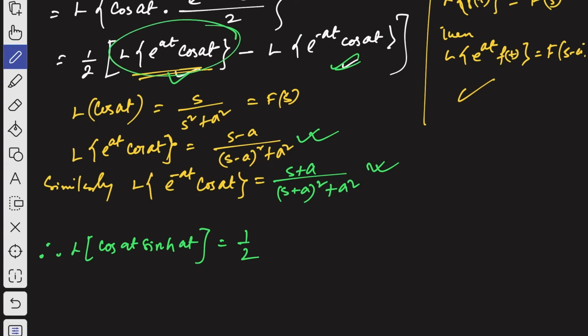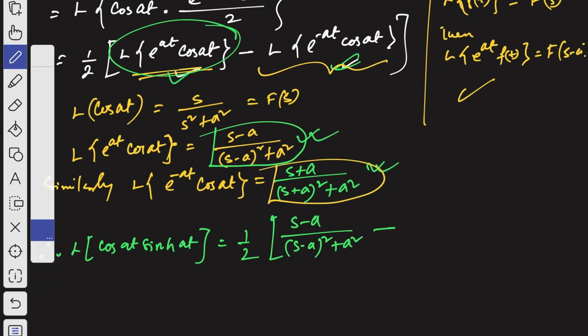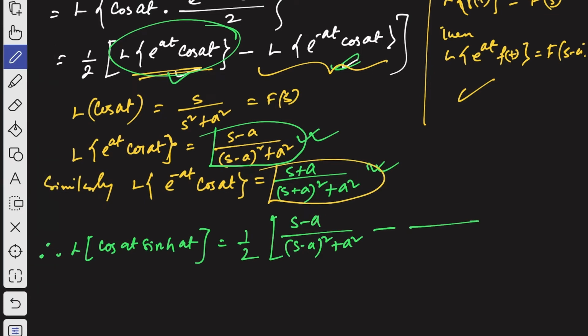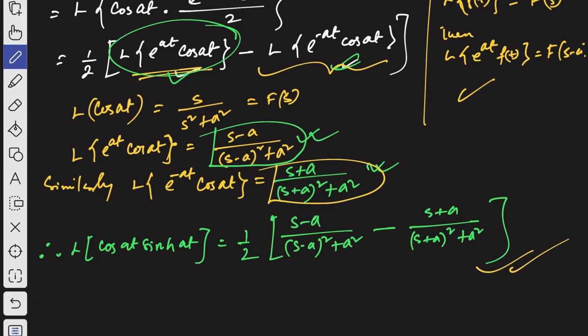So if you replace this first part by this value, you will get (s minus a) by (s minus a) whole square plus a square, then minus, let us replace the next part by this value, then what you will get is (s plus a) by (s plus a) whole square plus a square. That's what you will get, right? So this is your answer. Okay, so that's how we can solve this kind of problem.